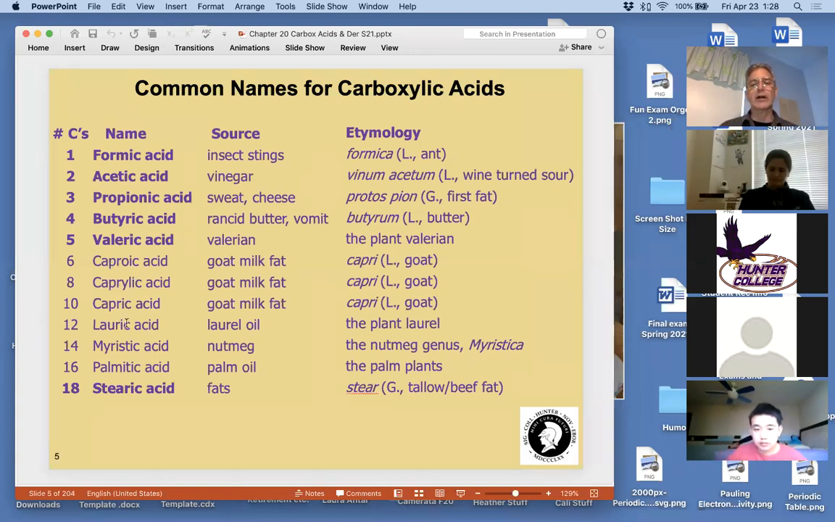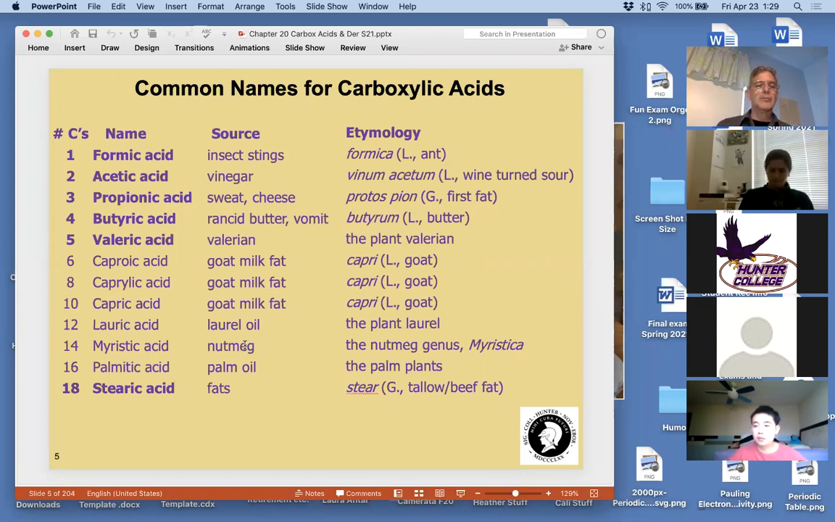Lauric acid is 12. It comes from the laurel plant. Myristic acid comes from nutmeg. You know, that toxic stuff that tastes so good. I love fresh nutmeg on my, well, eggnog and other things. But I don't know if you realize it. You eat too much eggnog, you'll get sick. It's toxic.